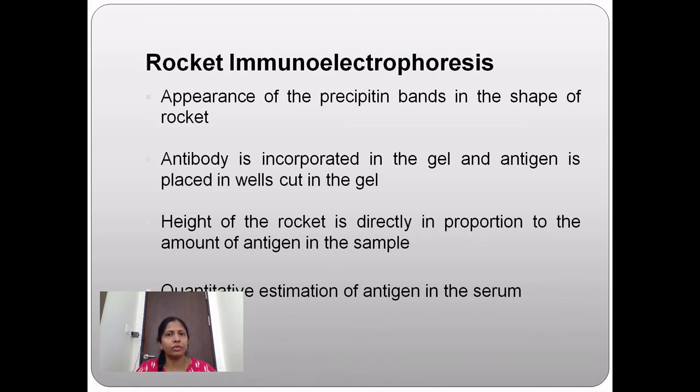A known set of standards with known quantities of antigens can be used to generate rockets to be plotted as a standard curve. The area or the height of the rocket is proportional to the quantity of antigen in the well. From the standard curve, using the height of the rocket formed in case of unknown samples, the amount of antigen in the unknown samples can be estimated. As such, rocket immunoelectrophoresis is a quantitative assay.